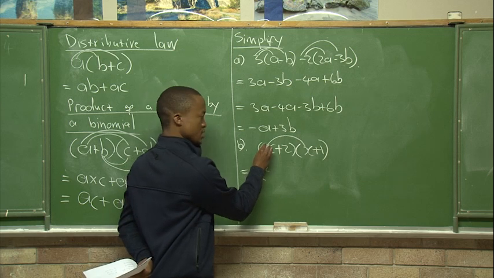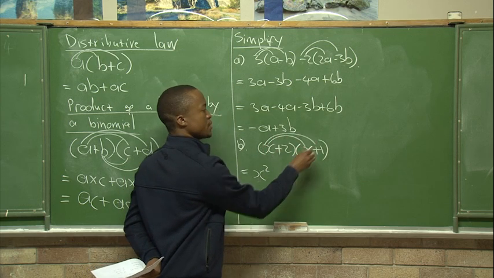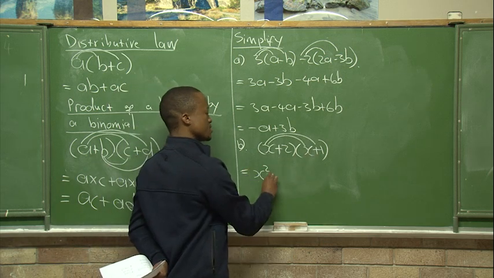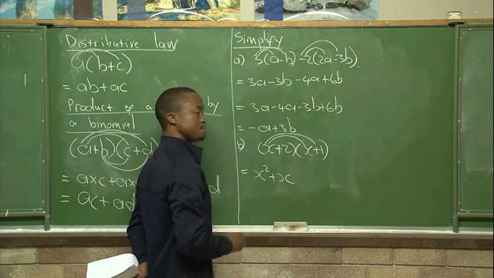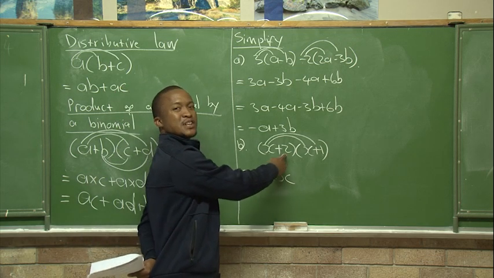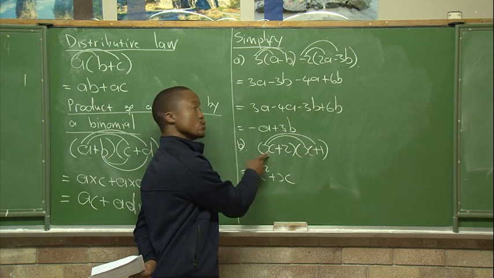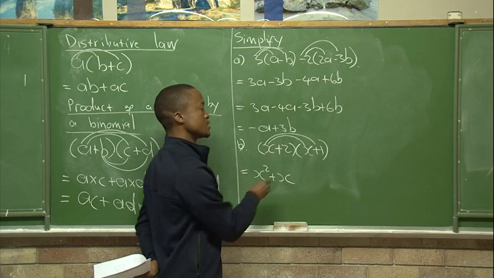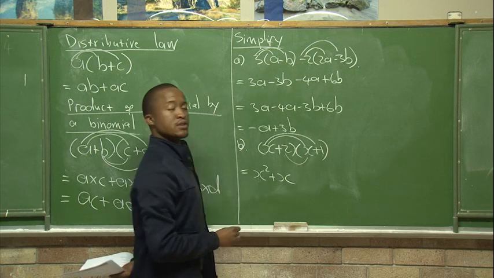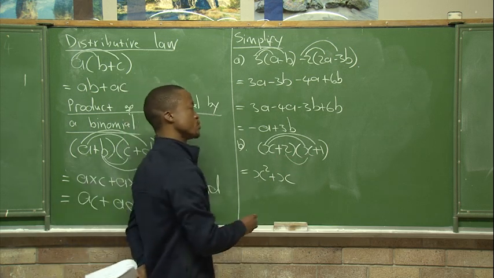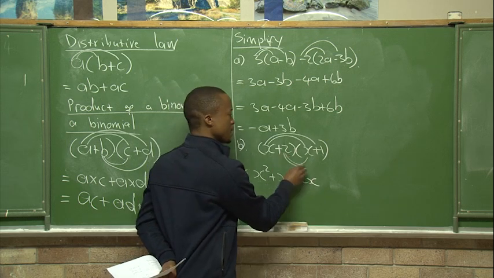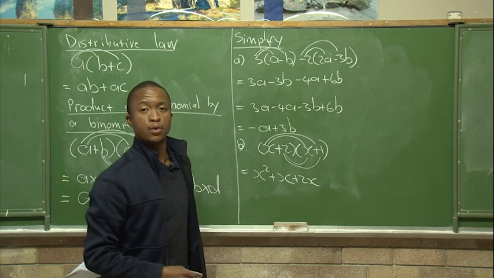We then do what? Still take the first term of the first bracket to multiply it with the second term of the second bracket. So x multiplied by 1 will give us positive 1x. And what do we do? We then go to the second term of the first bracket and we do the same thing we did with the first term of the first bracket. So the second term of the first bracket will be multiplied with the first term of the second bracket. So 2 times x will leave us positive 2x. And 2 multiplied by positive 1 will give us positive 2.